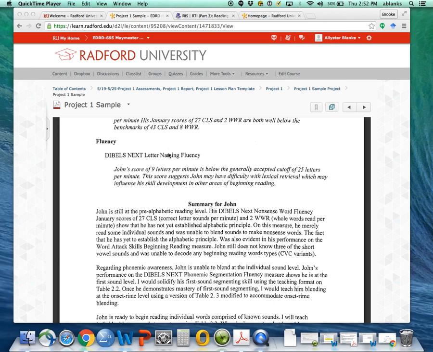This assessment is actually a pretty good rough measure of that ability. The generally accepted cutoff is 25 letters per minute, no matter how old your student. So if your student can perform this task at 25 letters per minute or higher, then we know that the student does not have difficulty with lexical recall. If, however, your student's performing at a level that's below 25 letters per minute, we can use the language that's here in this report: may have difficulty with lexical recall, may influence skill development in other areas of beginning reading.